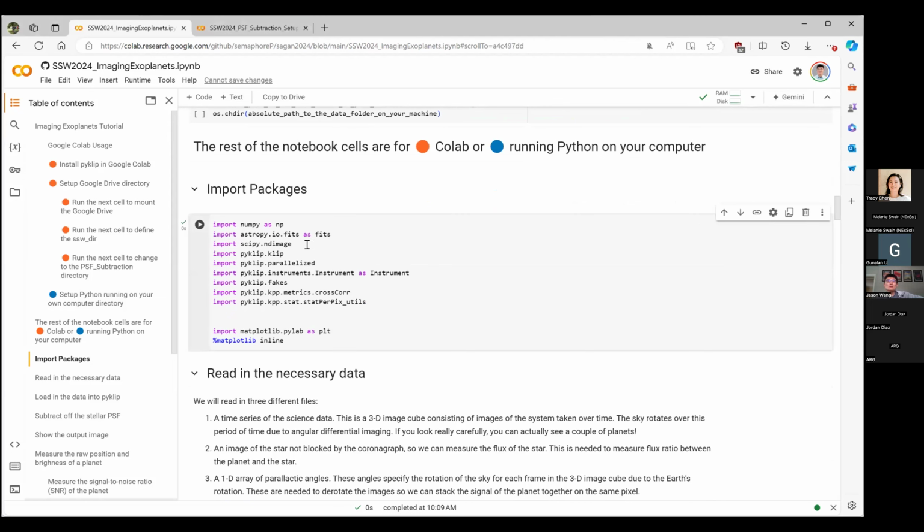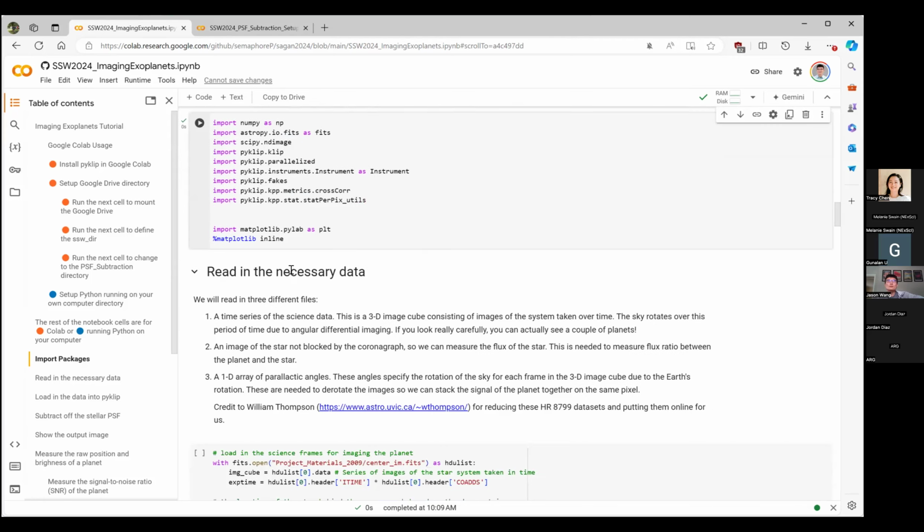So this is where the live demo is going to start. Hopefully nothing crashes, fingers crossed. So first we'll just import everything. You can see we're just importing some default packages like AstroPy, SciPy, NumPy, and then mostly we're importing a bunch of pyklip modules that we'll be using to do all the various steps.